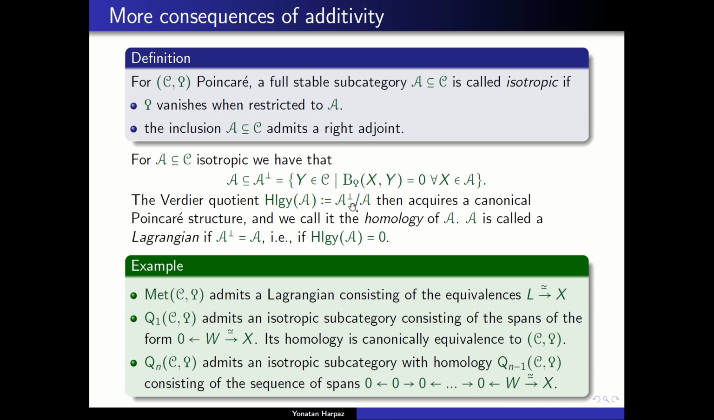And it is also natural in this context, since we have the notion of a metabolic Poincaré object, which is a Poincaré object which admits a Lagrangian. And similarly, when we have a Poincaré infinity category which admits a Lagrangian, then we say that it's a metabolic infinity category. And what this example says is that the Poincaré infinity category met of C with Φ is in particular metabolic in this sense.